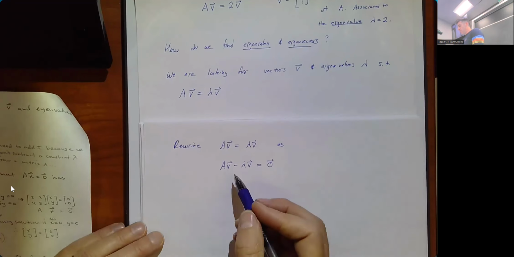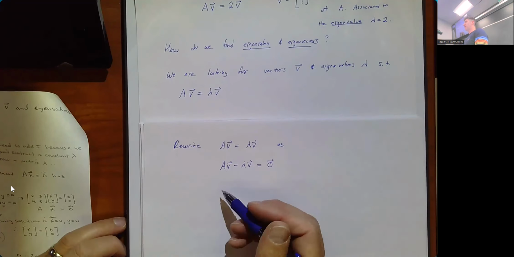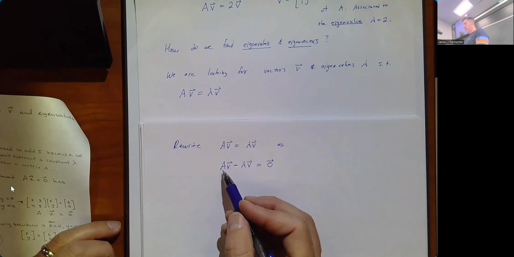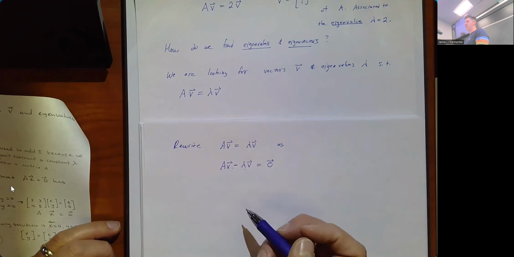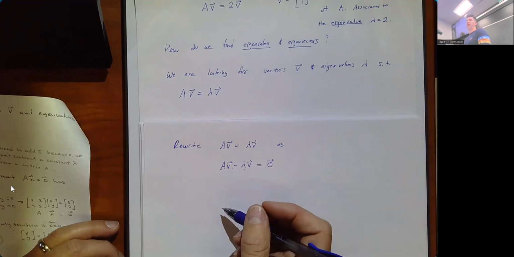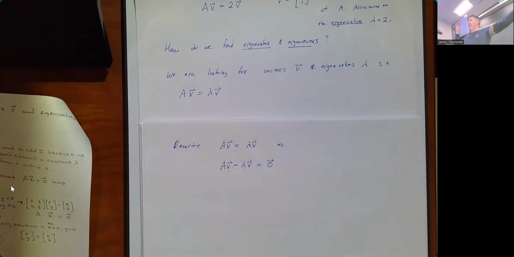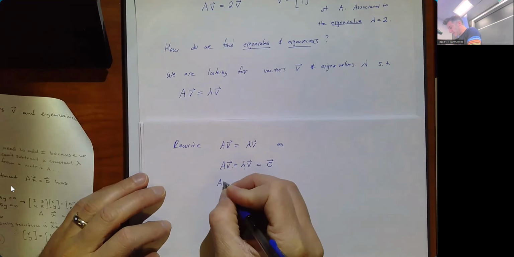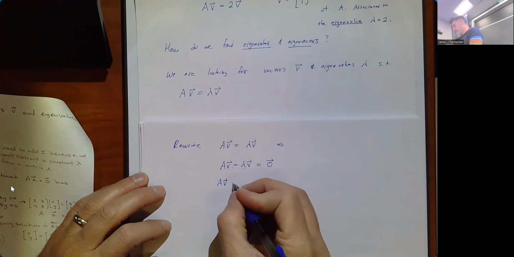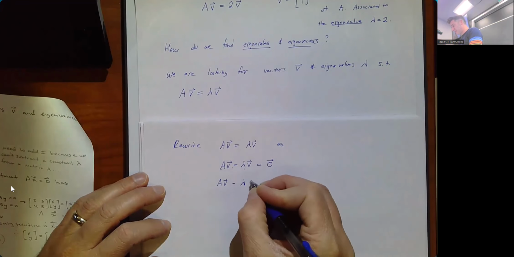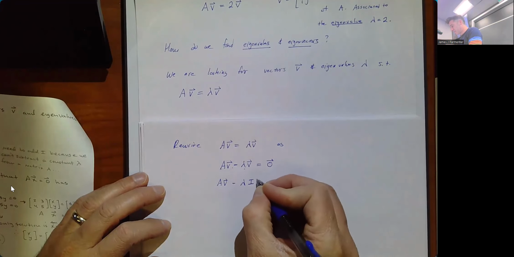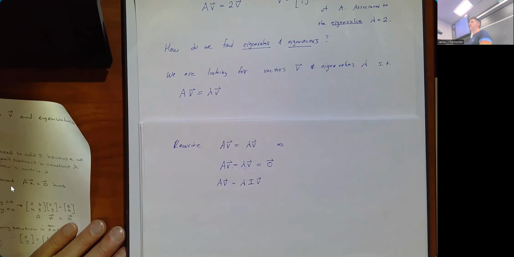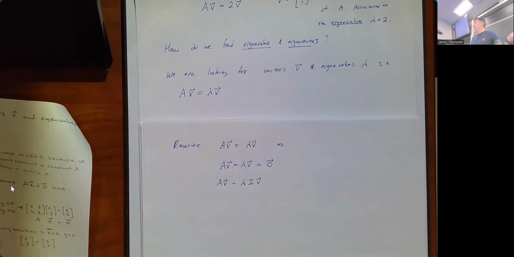Okay. But I can't factor out a vector v here because if I did, I'd be left with a matrix minus a number. That's a problem. You can't do a matrix minus a number. To subtract matrices, they have to be the same size. So we're going to fix it. We're going to rewrite this as A times the vector v minus lambda times the identity matrix times the vector v, because the identity matrix times v is still v.